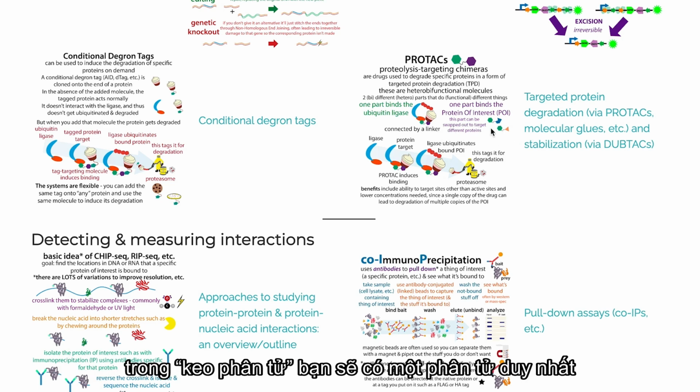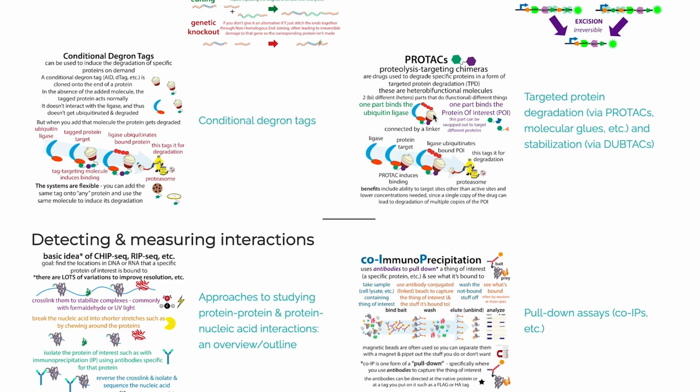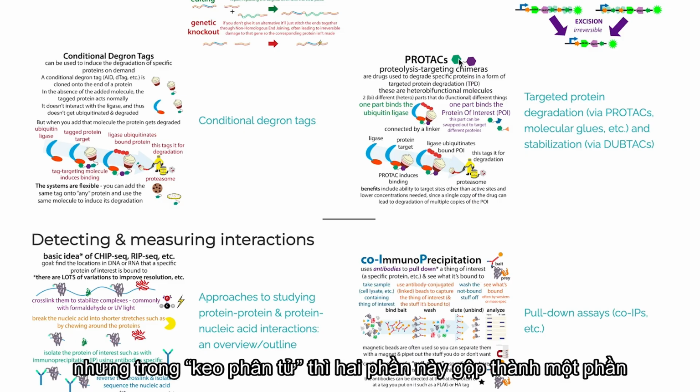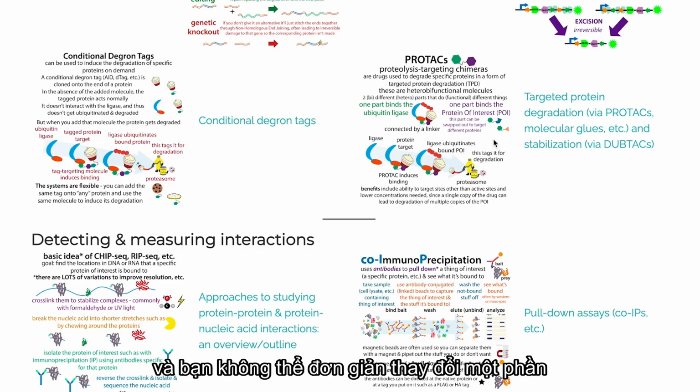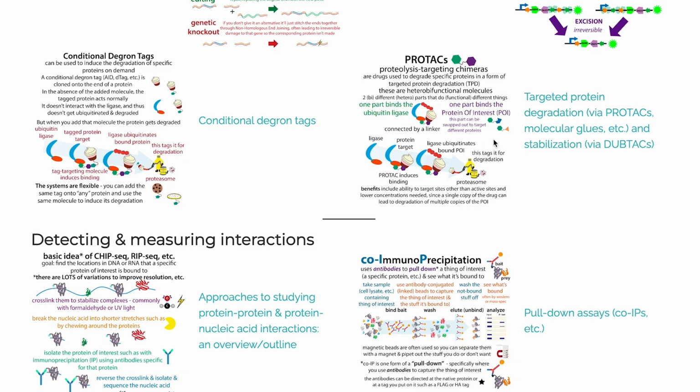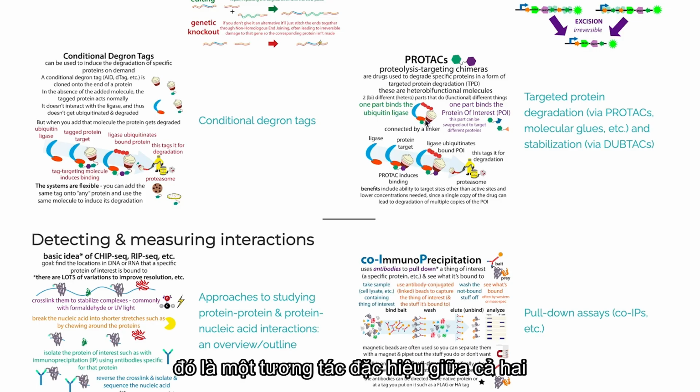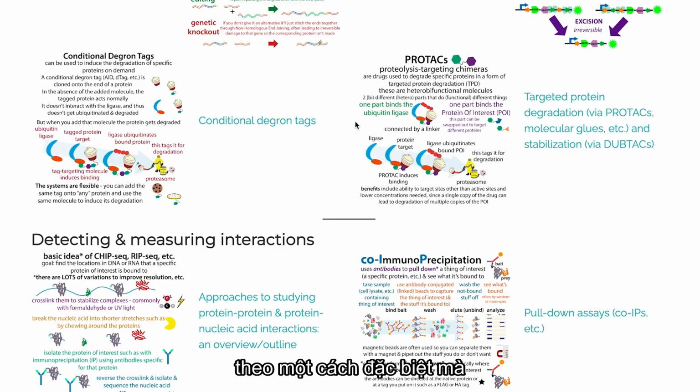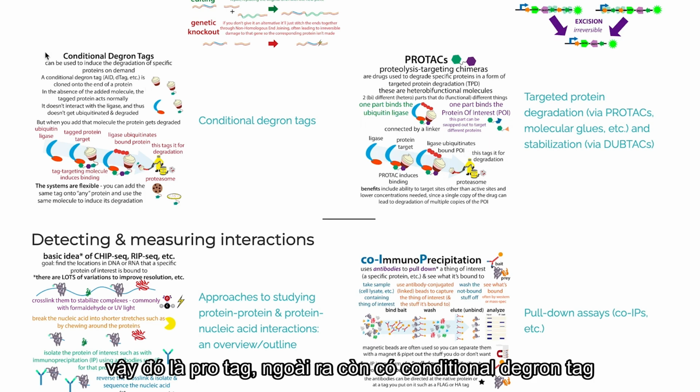In a molecular glue, you have a single molecule that's going to interact with both of these. These are going to be harder to find. Or, I mean, this is still a single molecule, but it's two parts. A molecular glue is kind of like one part, and it's not like you can just swap out that part for different proteins. It's a specific interaction between both of them. It brings them together in a unique way. So that's a PROTAC. There's also conditional degron tags.